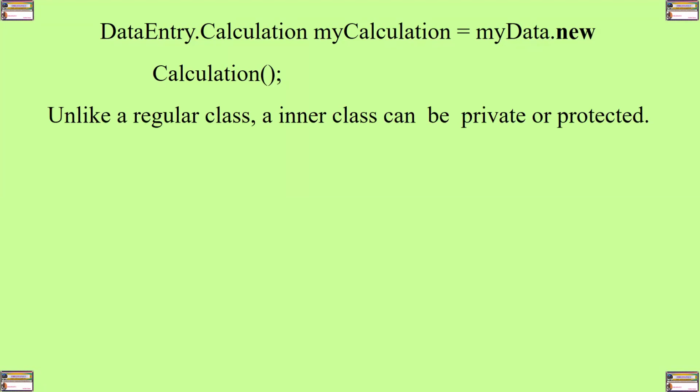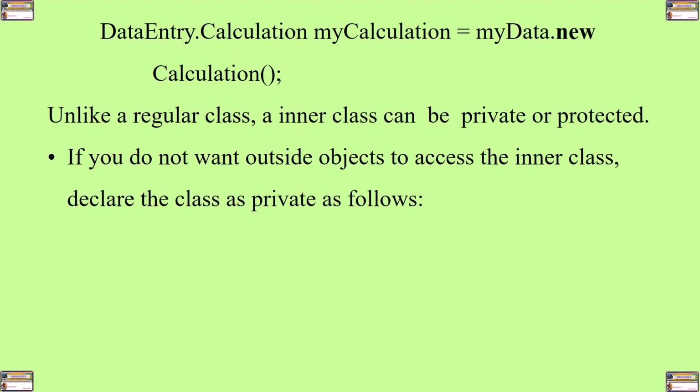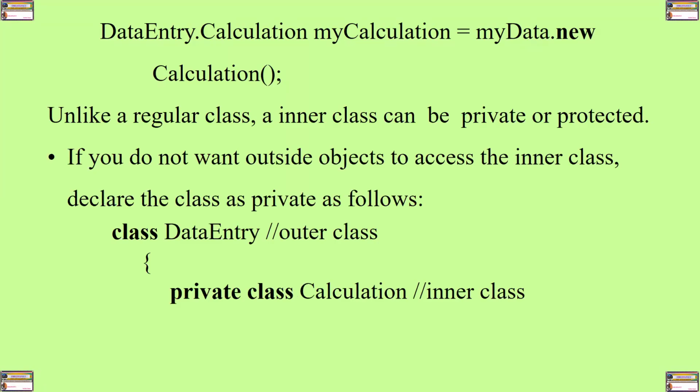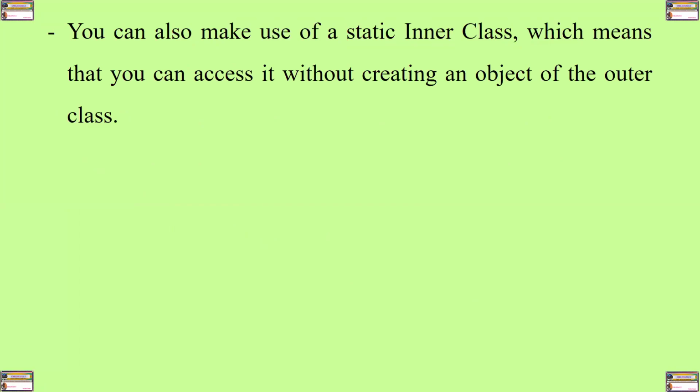Unlike a regular class, the inner class can be private or protected. If you do not want outside objects to access the inner class, you declare the class as private as follows. So we have the outer class as data entry, and then the inner class, we define it as private class calculation. And you define the rest of the outer class.